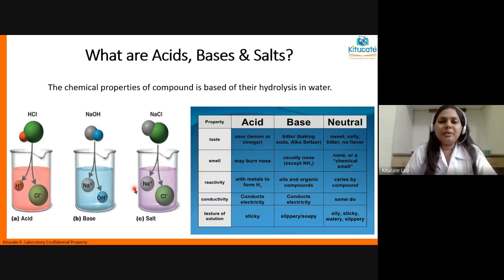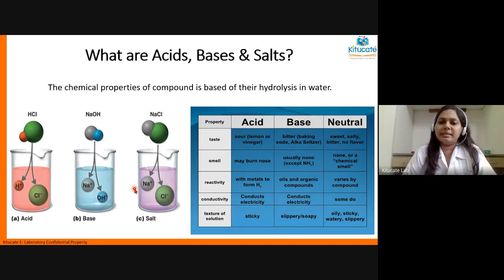Now these acids and bases are basically two different types of chemicals. They have different properties. The way we classify materials into metals and non-metals depending upon their physical and chemical properties, in the same way we classify chemicals into acids, bases, or salts.